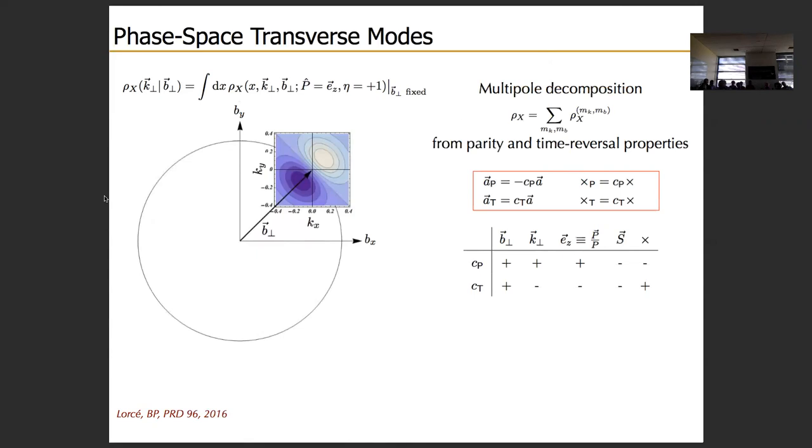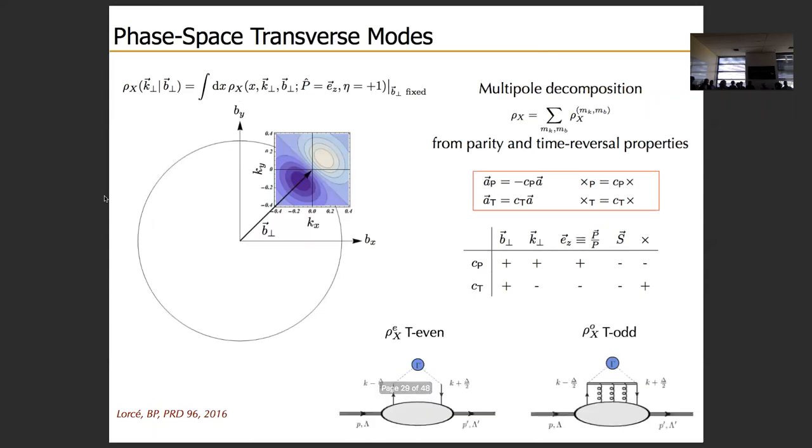and the b space. And then, taking into account the properties of parity and time reversal, you can single out what are the possible multipoles depending on the different polarization of the quark in the nucleon. In addition, we separate the contributions which are T even, where you do not have the explicit contribution from the Wilson line, and T odd, where it's essential to have a contribution from the Wilson line.